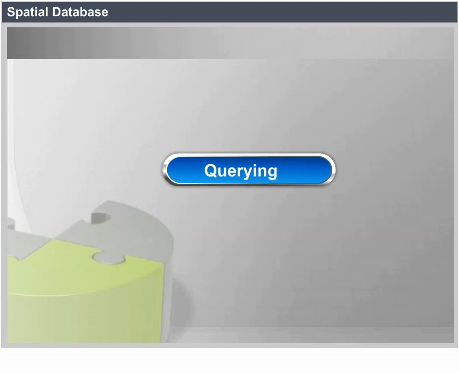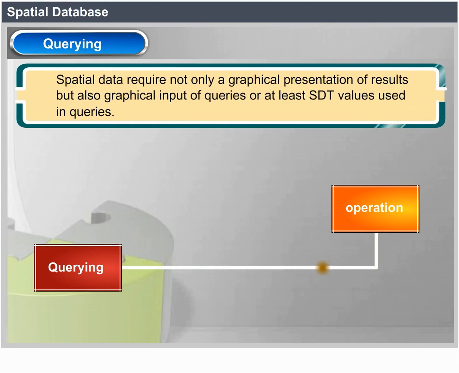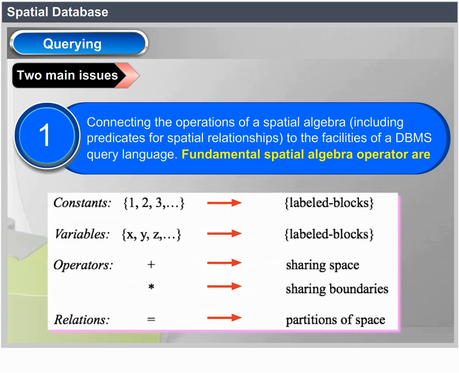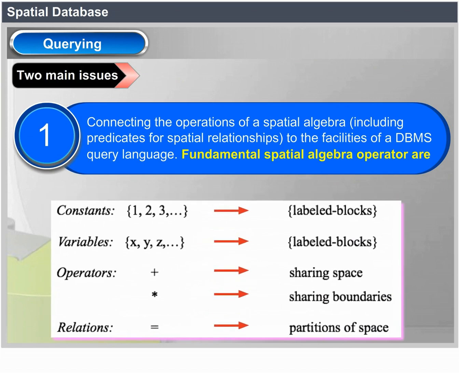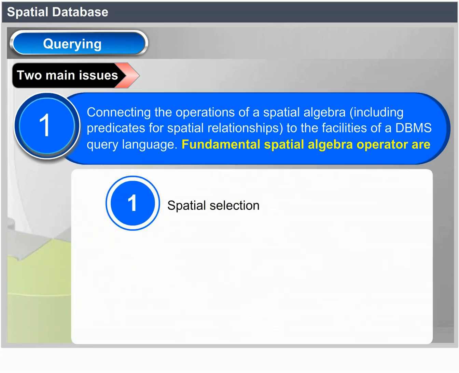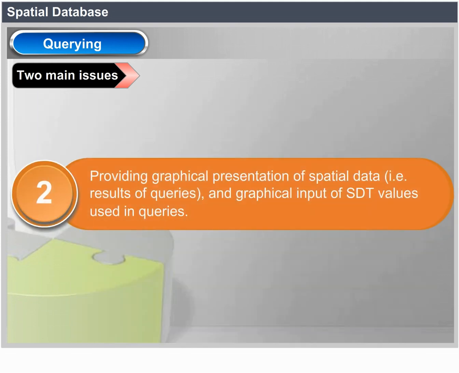Querying. The problem of querying is to connect the operations of a special algebra to the facilities of a DBMS query language. Spatial data require a graphical presentation of results as well as graphical input of queries, or at least SDT values used in queries. Two main issues: 1. Connecting the operations of a spatial algebra, including predicates for spatial relationships, to the facilities of a DBMS query language. Fundamental spatial algebra operators are spatial selection, spatial join, overlay, fusion. 2. Providing graphical presentation of spatial data, that is, results of queries, and graphical input of SDT values used in queries.